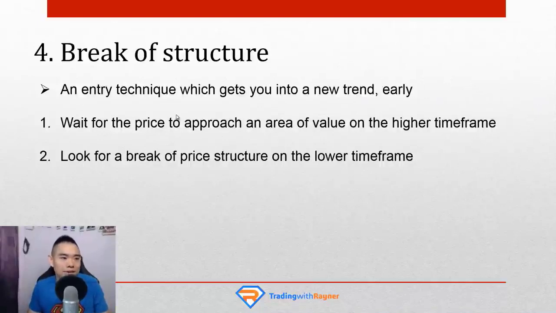Number 4, the break of structure technique. This is an entry technique which gets you into a new trend early. What you want to do is wait for the price to approach an area of value on the higher time frame. An area of value could be things like support resistance, trend line, trend channel, moving average. These are all areas of value on your charts. And then you want to look for a break of price structure on the lower time frame. Again, these are just the theory part. So let's look at the charts to better understand how all this theory works.